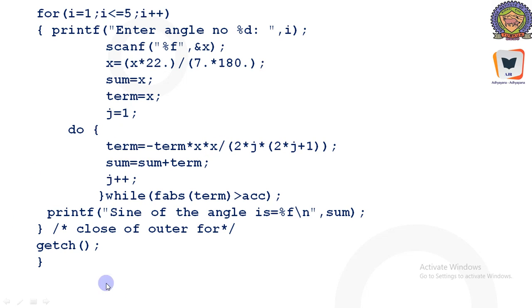Okay, anyway, this while loop has to work as long as the absolute value of the term is greater than accuracy. So whenever it becomes lesser than or equal to accuracy, it will break up and come out only to print the value of sine of an angle.